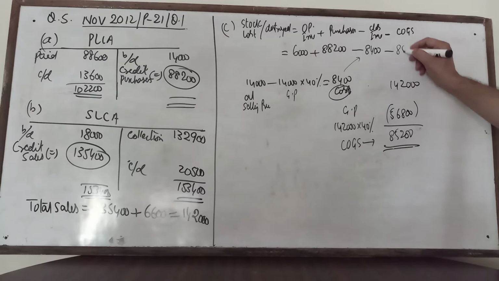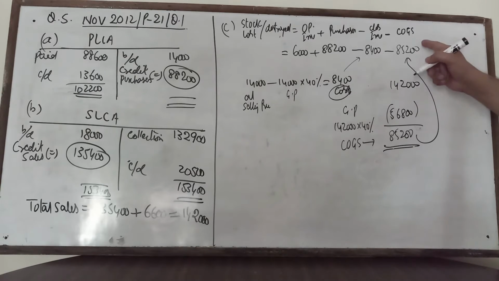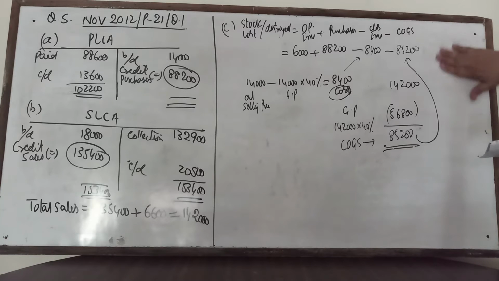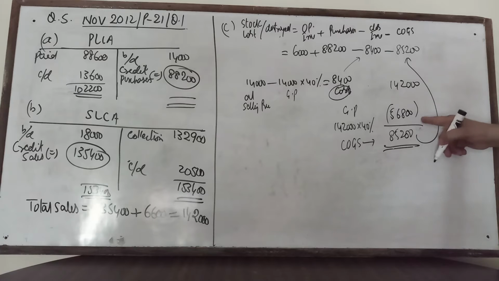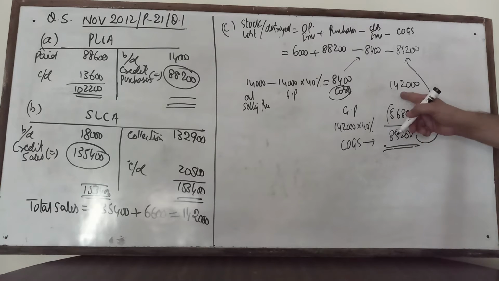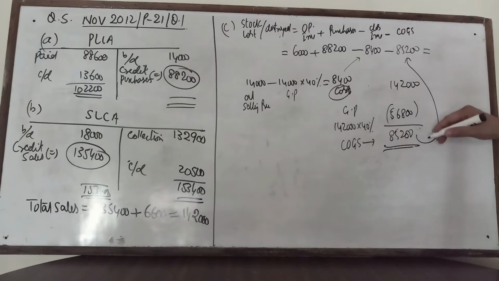This cost of goods sold will be recorded here, 85,200. Again, we cannot record the selling price. Sales of 142,000, we cannot record here. Sales always includes profit margin. The cost of goods sold is what we get when we minus profit from the sales figure. So these all are workings.